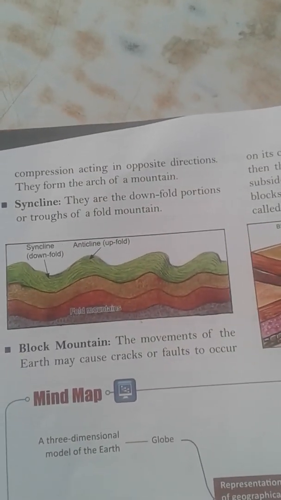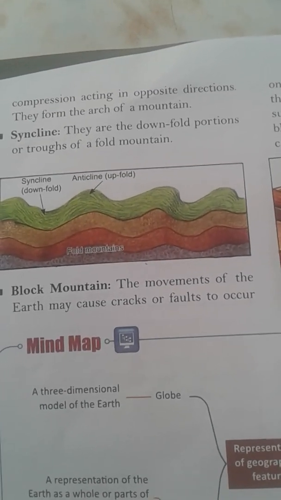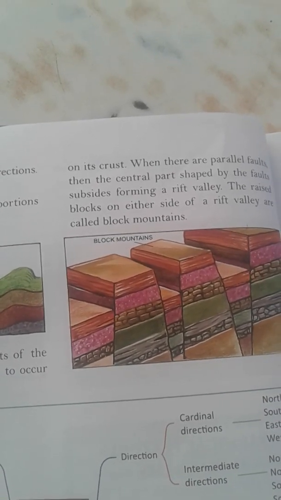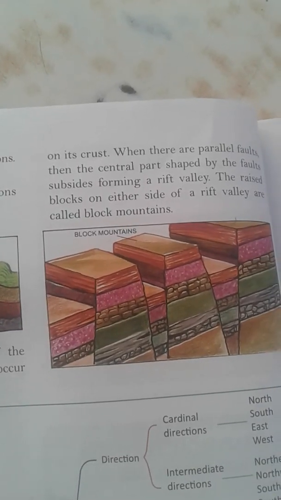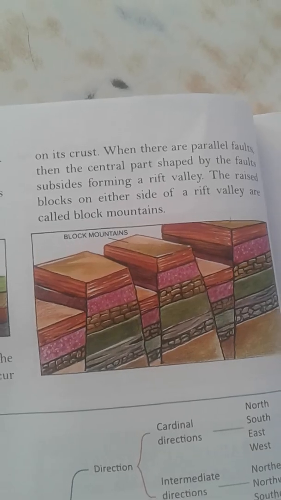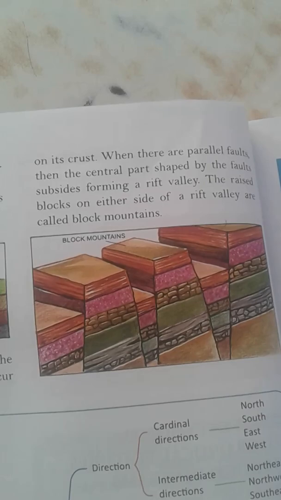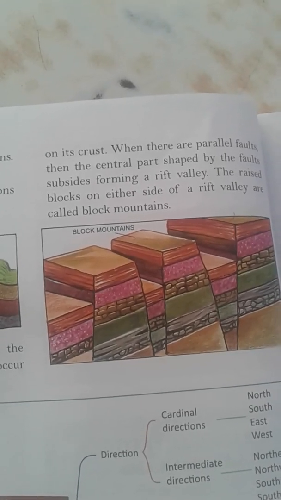Now block mountains. By the earth's movements, cracks or faults occur on its crust. When they are parallel, then the central part between the faults makes a rift valley. The raised blocks on either side of the rift valley are called block mountains.